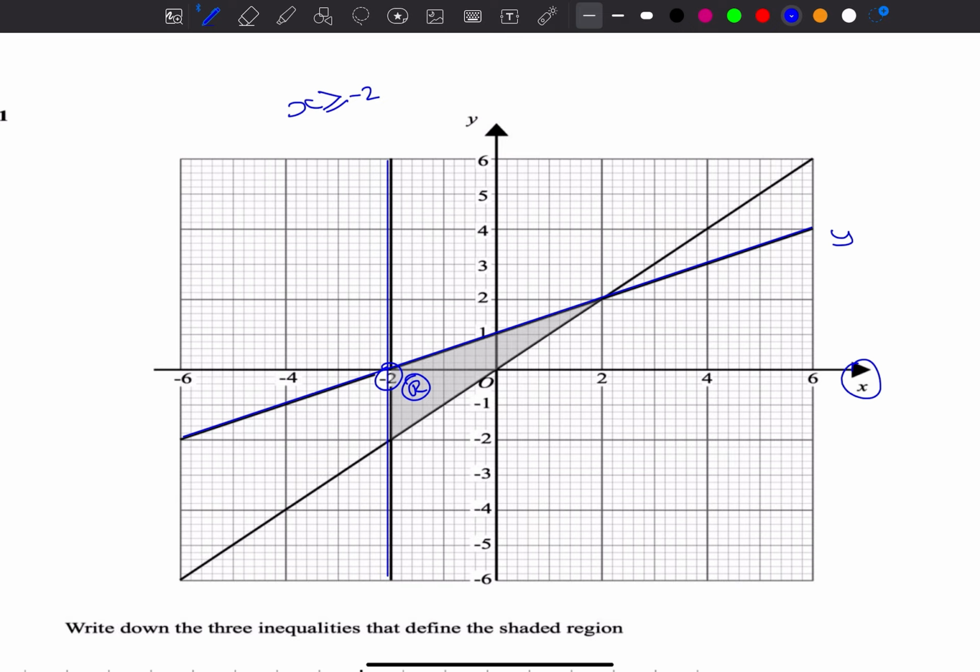Y equals how many? Here and here, here and here. These boxes are good to read. That's 1, and this is 2. So 1 over 2. Y is 1 over 2 x, and where it crosses the y-axis? +1. And r is below that, so less than or equal to.